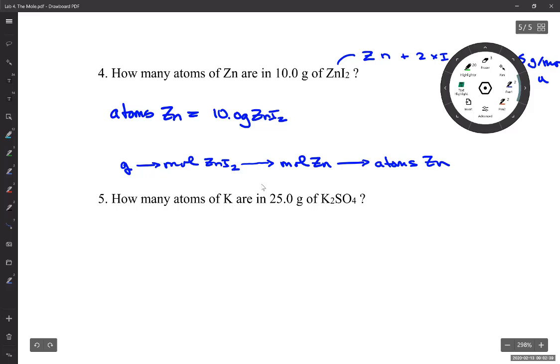And when I do atoms of zinc, I just don't write atoms. I just do zinc. I don't put moles. I don't put anything with it. I just say Zn. Okay, that's what that's going to mean when you see that in the answer.